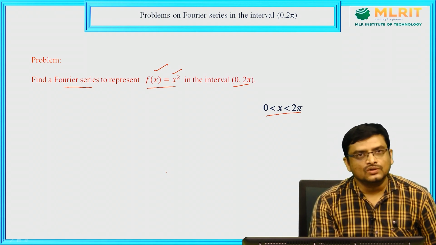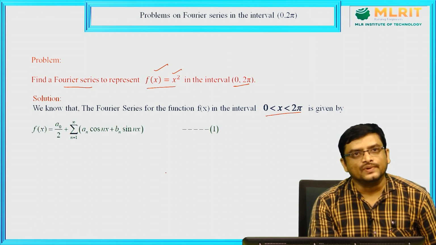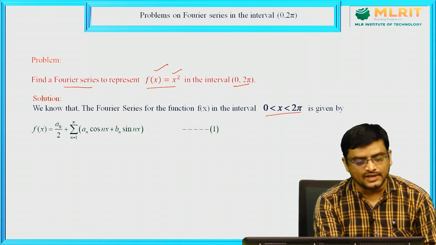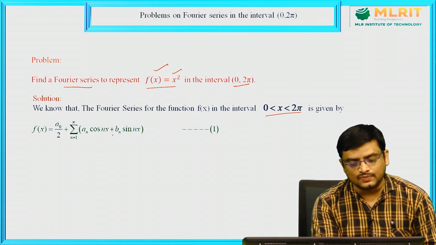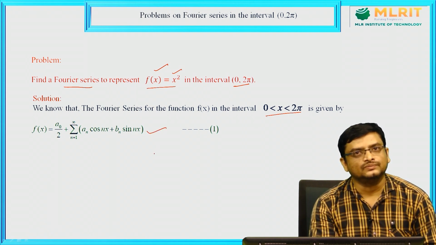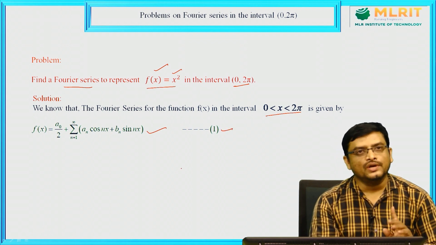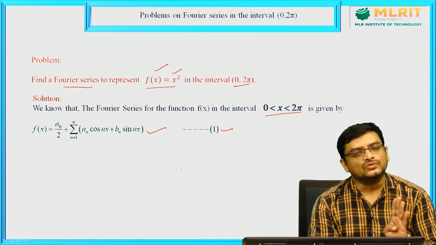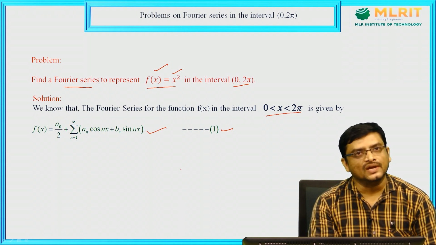So already we know the standard form of Fourier series expansion. So take that standard form here. f of x is equal to a naught by 2 plus summation n is equal to 1 to infinity a n cos nx plus b n sin nx. So this is the standard formula to find out the Fourier series expansion here. Let us consider that as equation 1. Now the task is we have to find out the coefficient values, a naught value, a n value and b n value here.